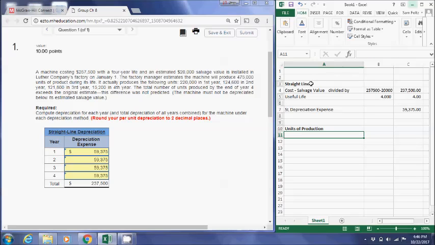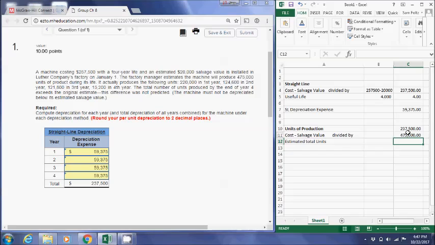For units of production, everything on the top is the same, so minus the salvage value, but in this case, it's going to be divided by our estimated total units. So, same thing's happening. We've got 237,500 because we have 257,500 minus 20,000. But now we're going to divide that by the total estimate of production of 475,000 that we believe it will produce.